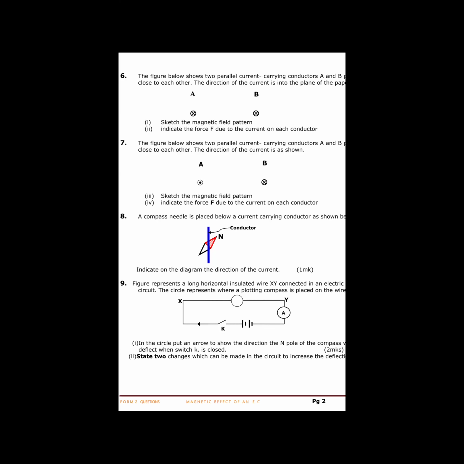And we are using the right-hand grip rule. The thumb for question 6A will be pointing towards the south. The thumb in question 6 will be pointing towards the south, and also in B, it will be pointing towards the south.